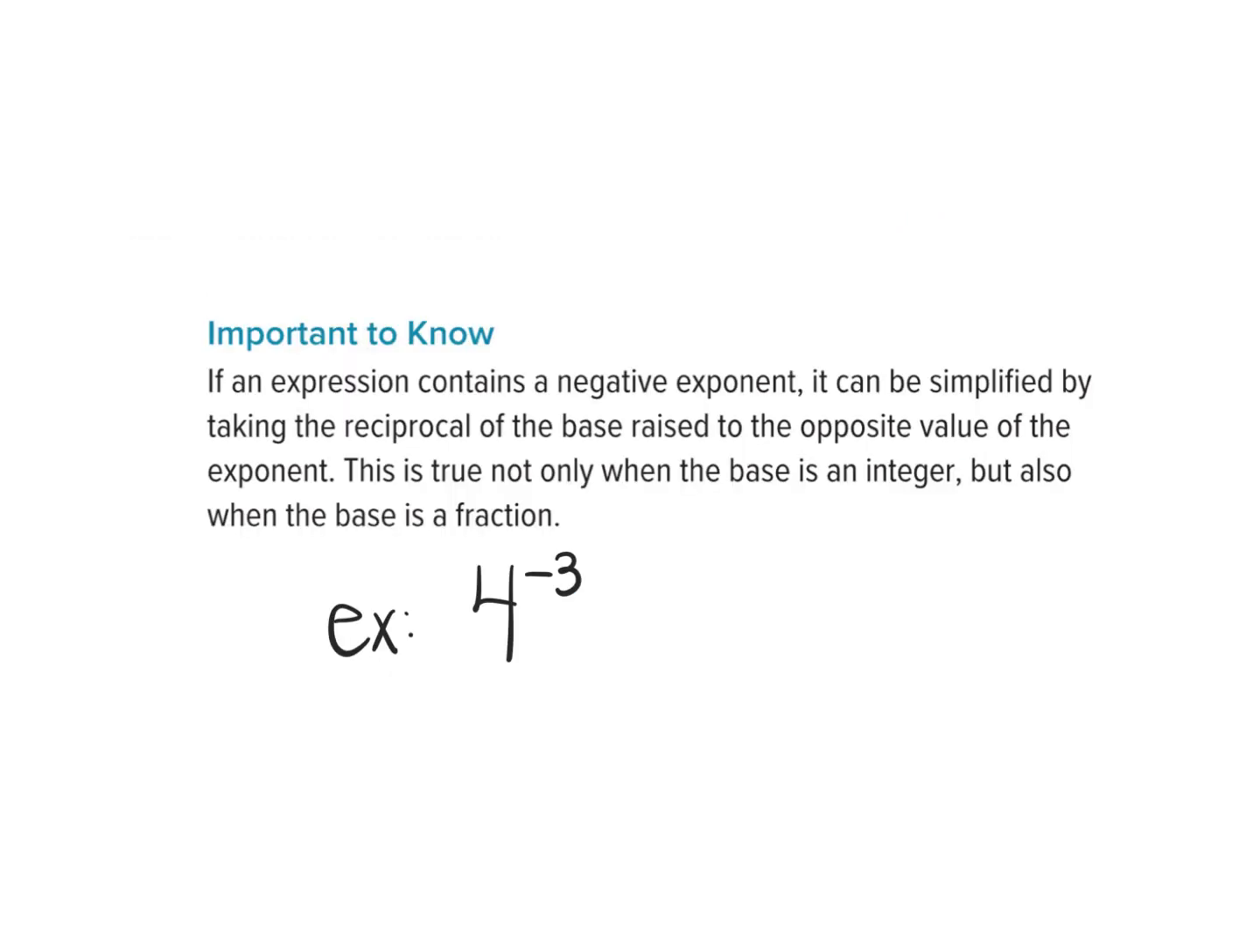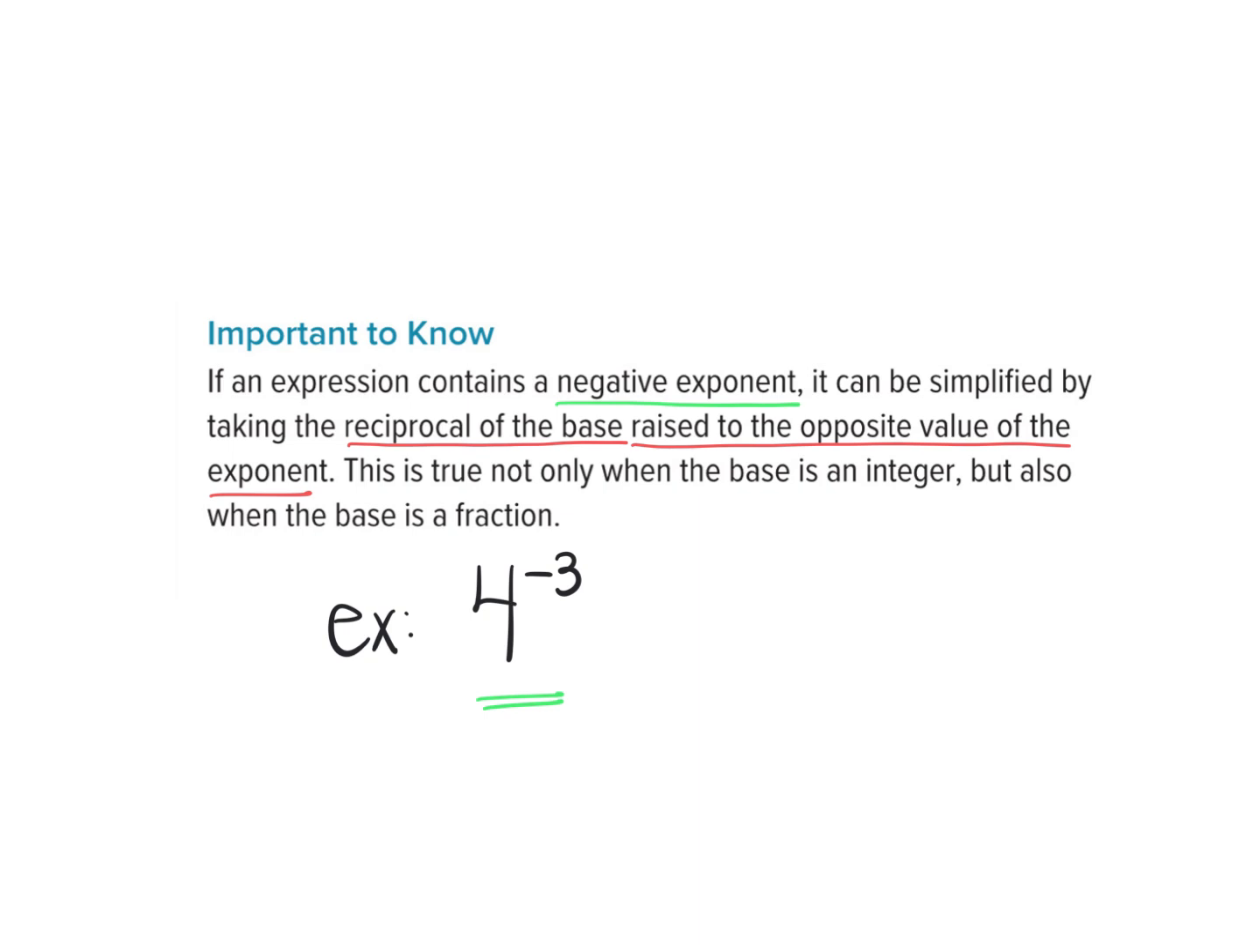That brings us to a key concept that's not actually written down in your packet. If an expression contains a negative exponent, say like 4 to the negative 3rd, it can be simplified by taking the reciprocal of the base raised to the opposite value of the exponent. And that's true not just for integer bases, but also for fraction bases. Well, let's see what that means.